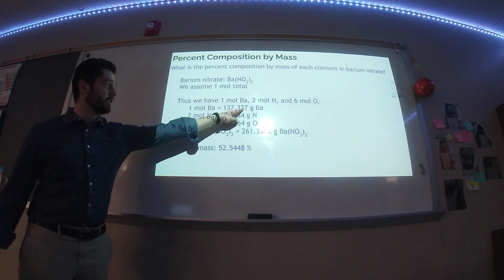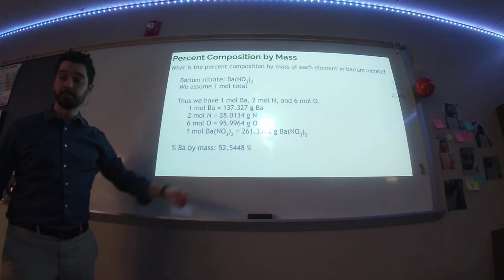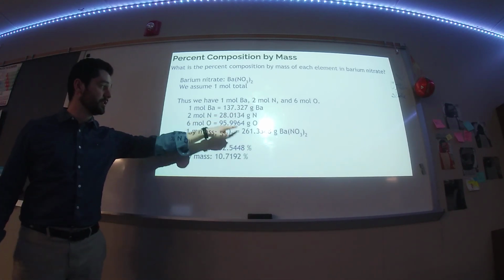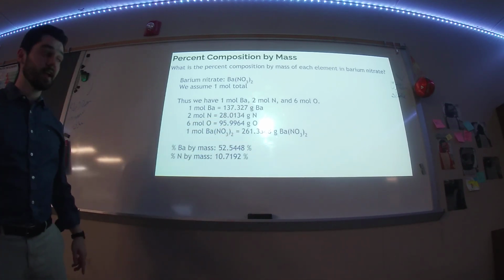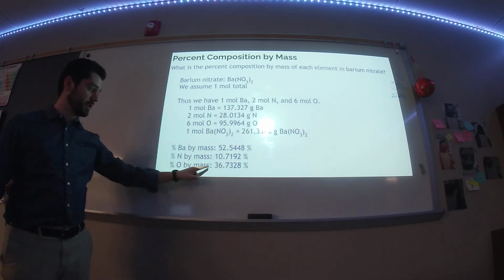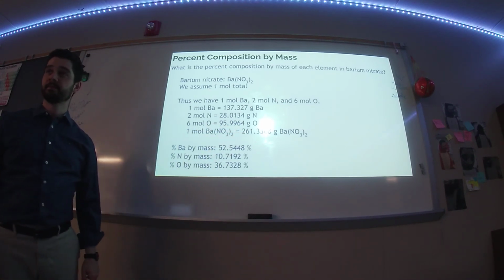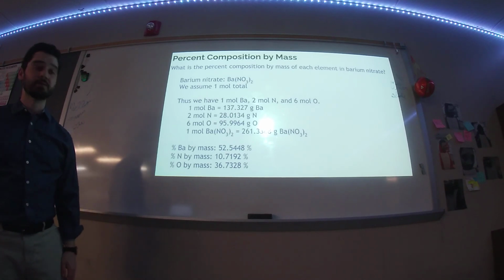Okay, so 137-ish divided by that, you're about 52%. If I take my mass of nitrogen divided by the total, I get about 10%. If I take my mass of oxygen divided by the total, I get about 37%. Okay, so that's the general idea of how these work.